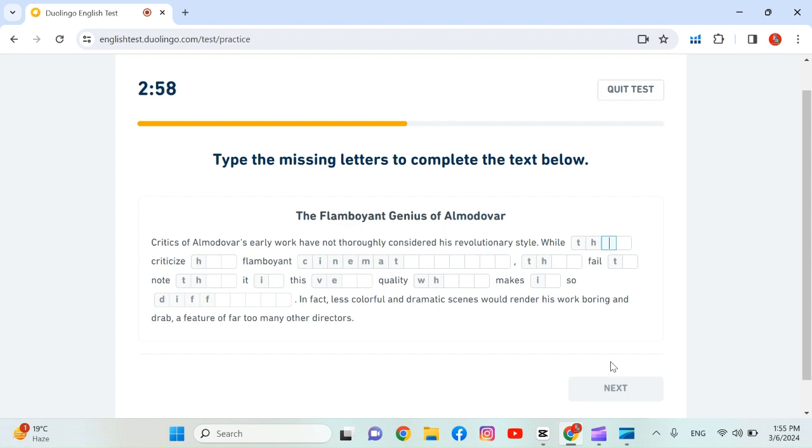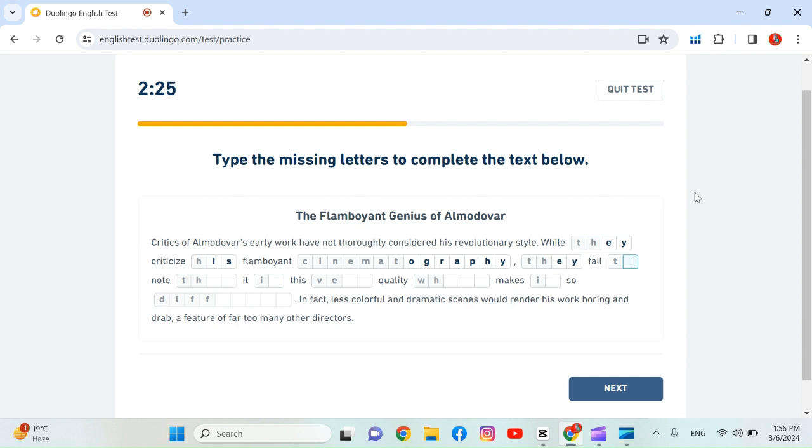Okay, type the missing letters to complete the text below. Critics of Almodovar's early work now thoroughly consider his revolutionary style, while they criticize his flamboyant cinematography.